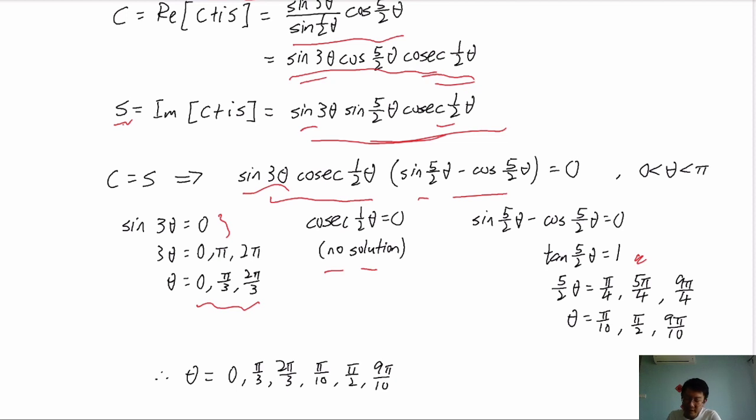Then just solve for 5 over 2 theta, following the range here, to make sure we cover all the values that we need. From there, we get theta as these three values. So from there we have these 6 values for our theta.